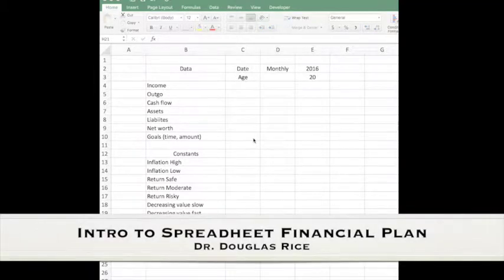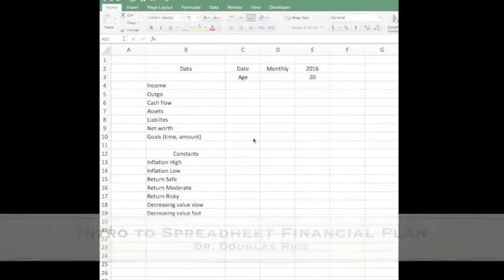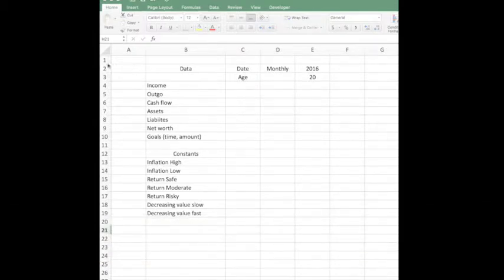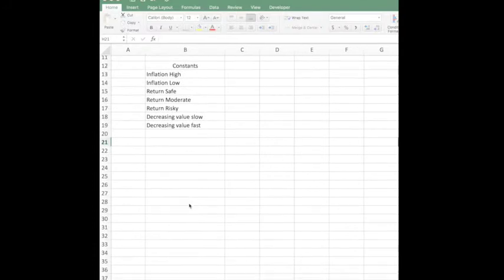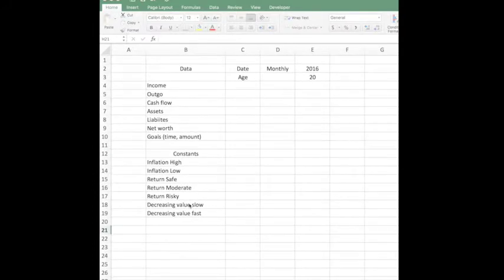As you can see, I've set you up a little template here with some input options. The first row up here, number 2, has data, and the B column has data, the labels of the different data that you'll be entering. And of course, as we go further into the spreadsheet, there'll be more and more data labels that you add. Beyond that, we have date and age. We're going to do one column monthly, and then we're going to do annually, 2016.